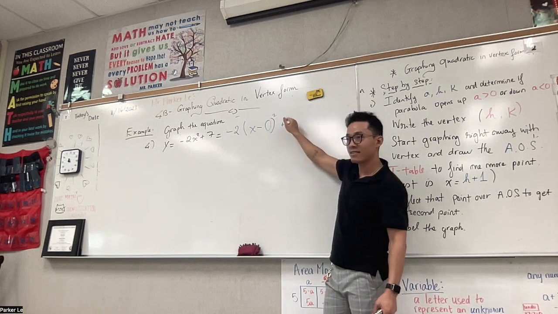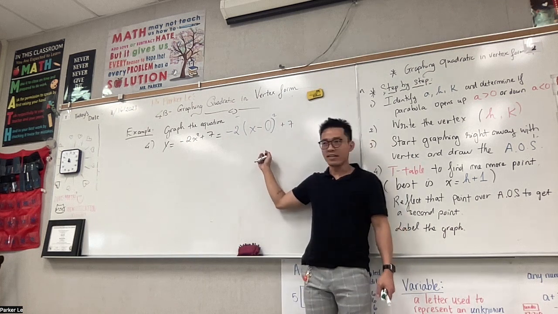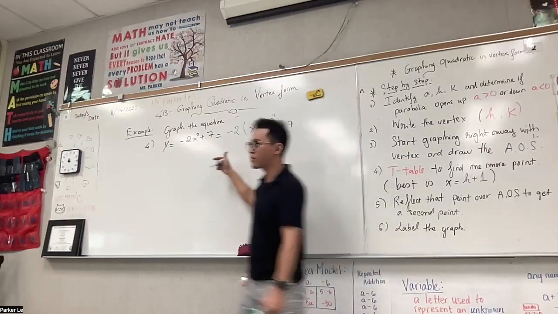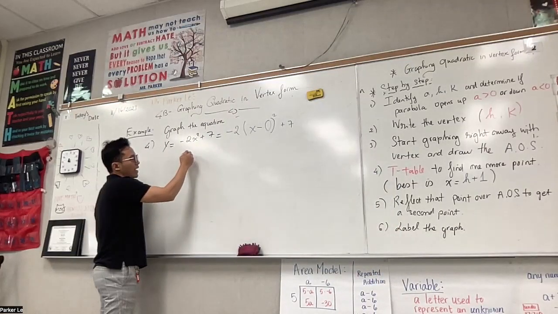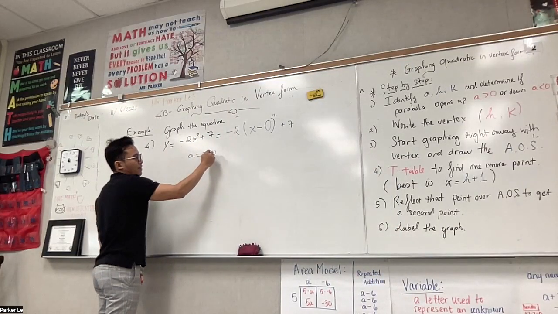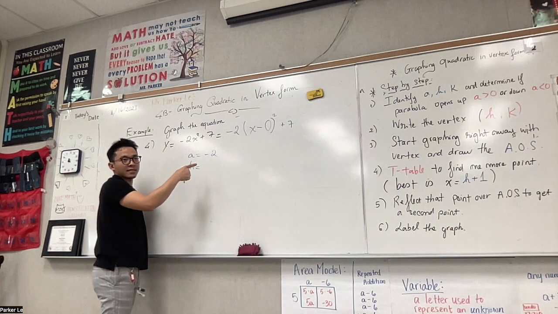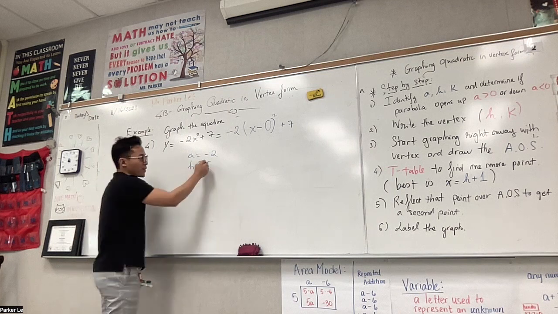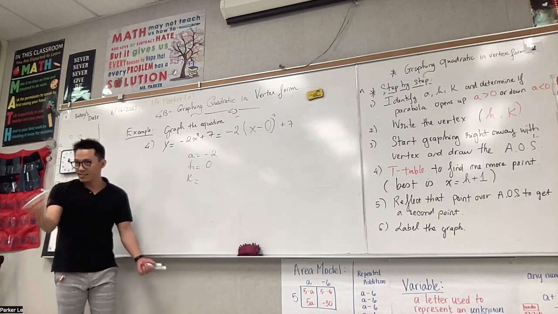Yeah. Do you agree? Does it look like vertex form now? Yes? Right. So what is your h? Very good. One more one. What is your h? What is A? A is 2. What is h? Zero. A is?